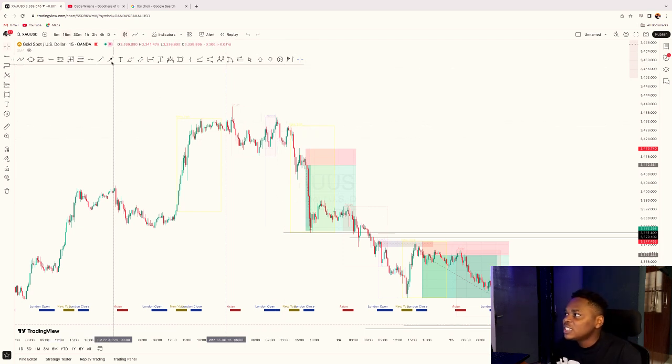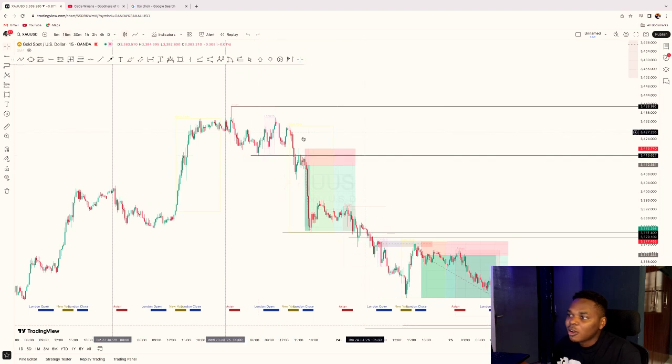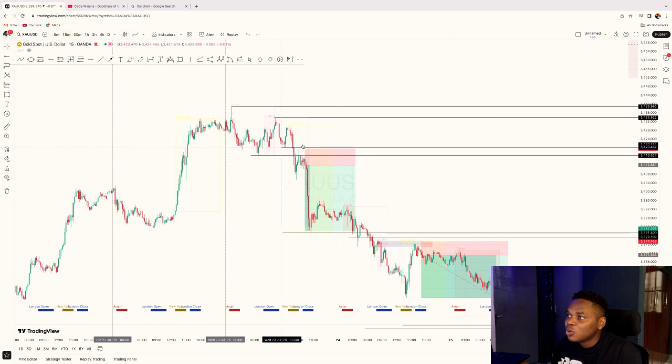Now the Asian session, we had the highest point price got to during the Asian session to be this point here. Now I mark that. The lowest point price got to during the Asian session was this point here. Does that make sense? Now during the London session, we had a high created, which is here. Then we had a low created during the London session before the overlap. Yeah, the low was here.